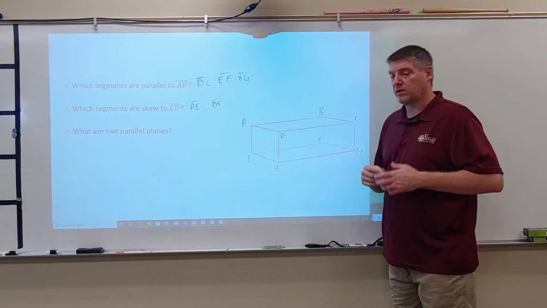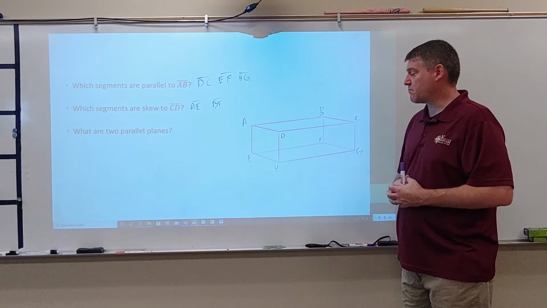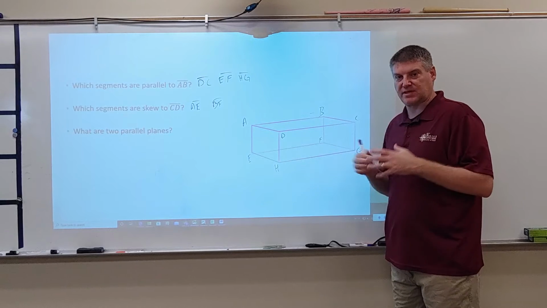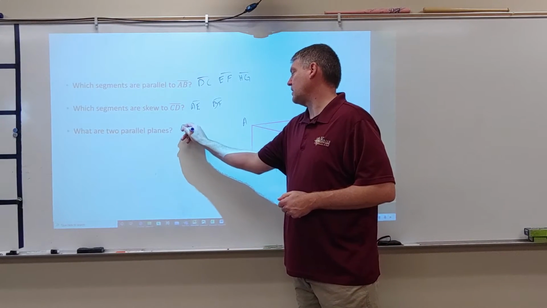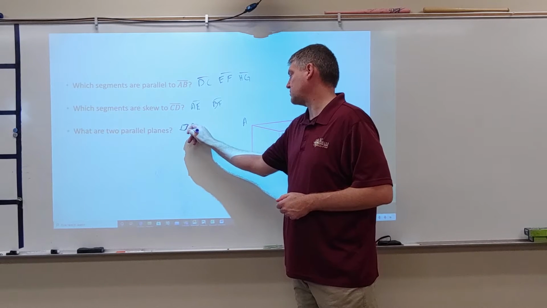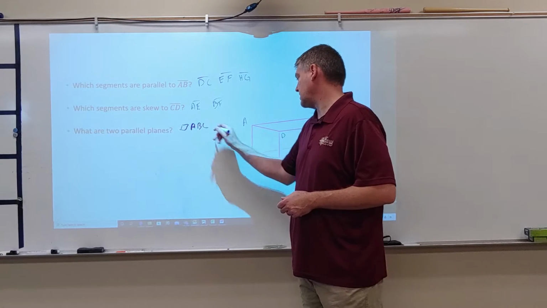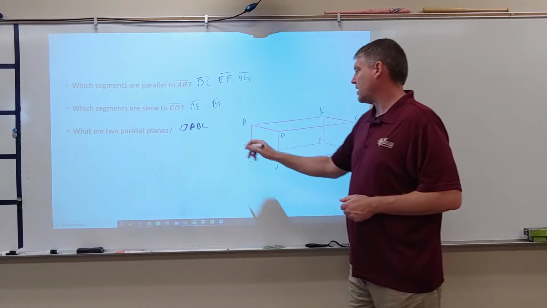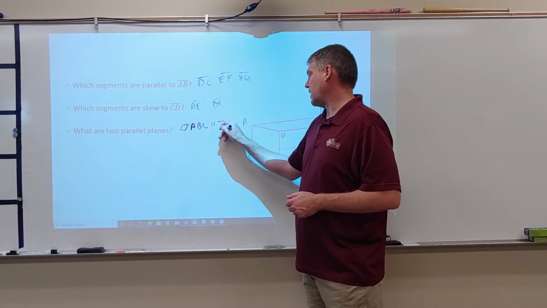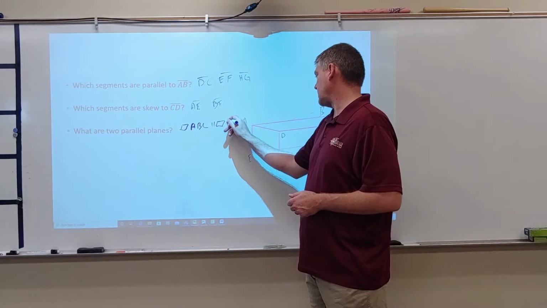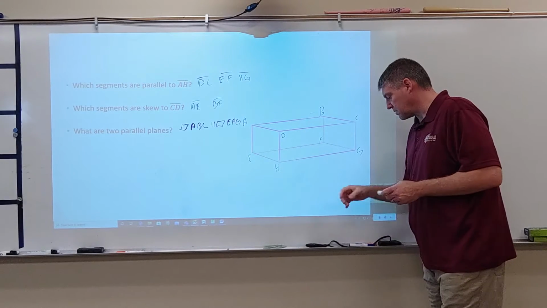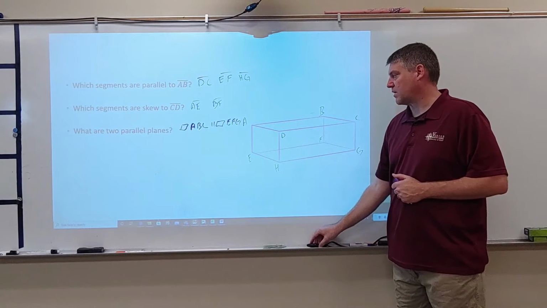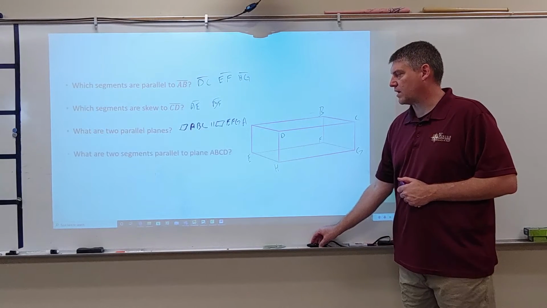Okay, what are two parallel planes? So now we just have to name parallel planes. Well, they're kind of the opposite ends of this box. So I'm going to say plane A, B, C. So I'm taking the top is parallel to plane E, F, G. Okay, there are some others that you could use, but that's the one I'm going to kind of name there.